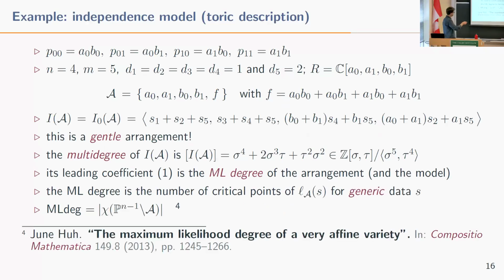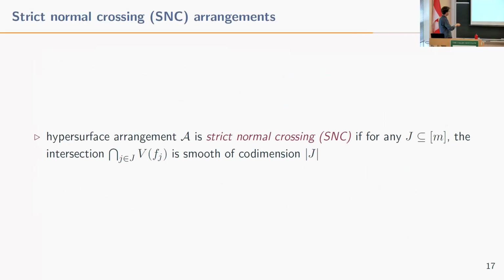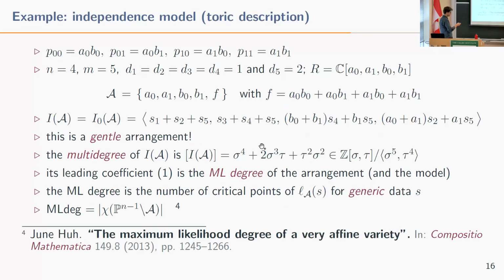And I'd like to mention this result by Huh that the ML degree is equal to the signed Euler characteristic of the hypersurface complement in projective space. Okay. So there is a topological interpretation of this maximum likelihood degree. Okay, so now I focus on certain very specific arrangements.